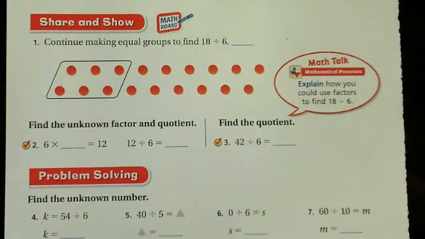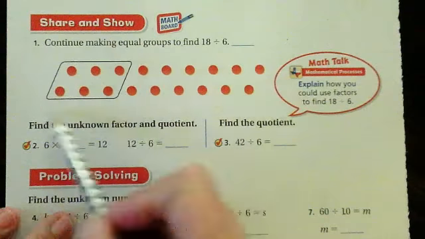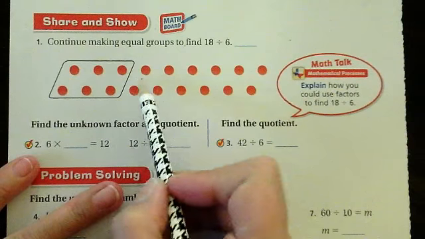All right, let's check our work. Let's start with share and show. Number 1 says continue making equal groups to find 18 divided by 6. They made one group of 6. Let's make some more groups of 6.